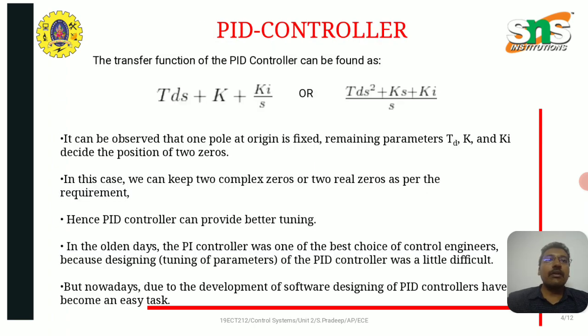The transfer function of the PID controller can be found as Td s square plus K s plus Ki, divided by s. It can be observed that one pole at origin is fixed. The remaining parameters Td, K and Ki decide the position of two zeros. In this case, we can keep two complex zeros or two real zeros as per the requirement. Hence, the PID controller can provide better tuning.